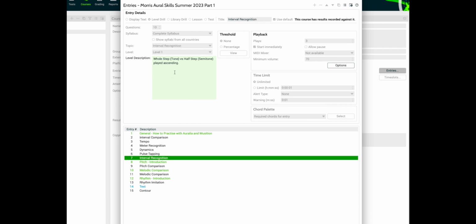Interval recognition. Okay, now this one we've not really talked about, but this is, you're going to tell the difference between a whole step or a whole tone and a half step. So just those 2. And so what we're going to do is we're going to practice.